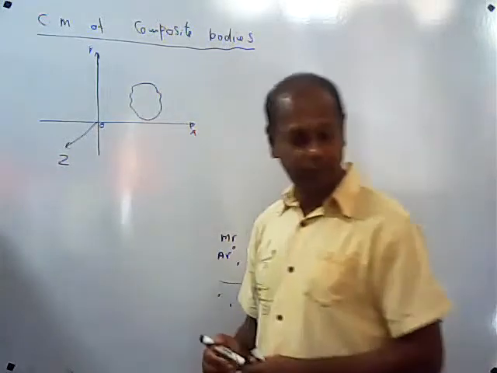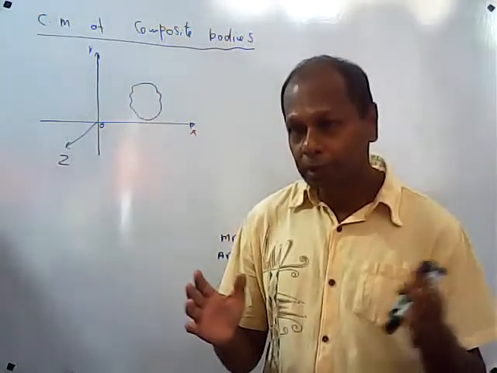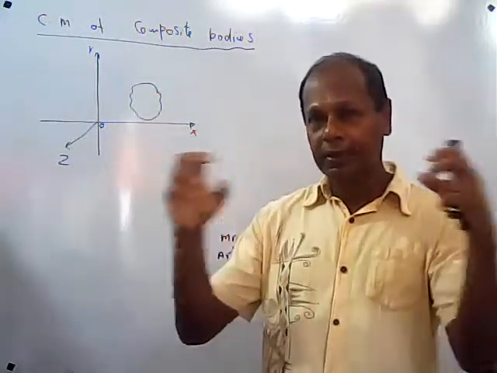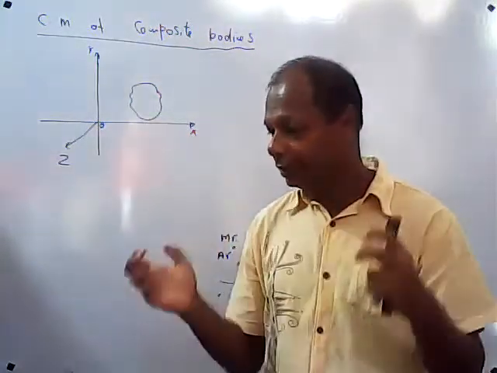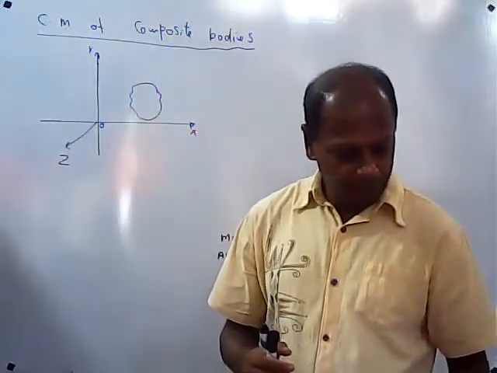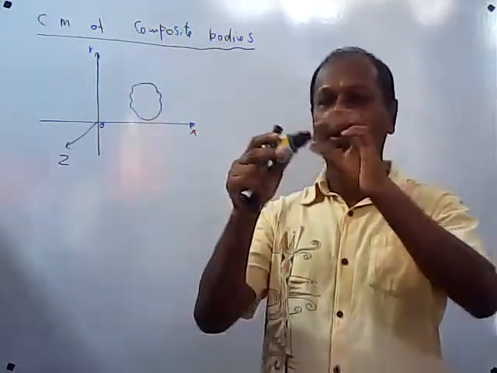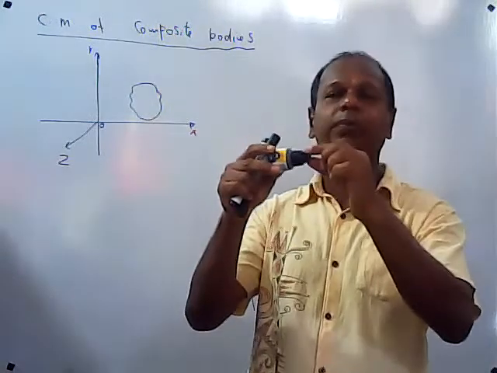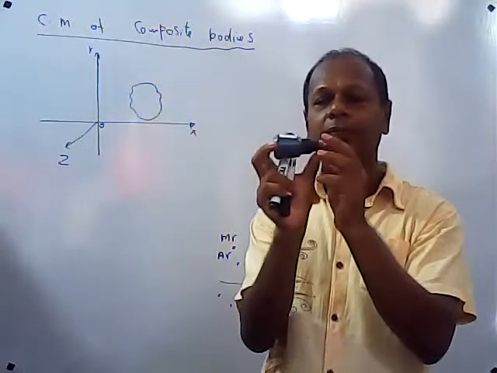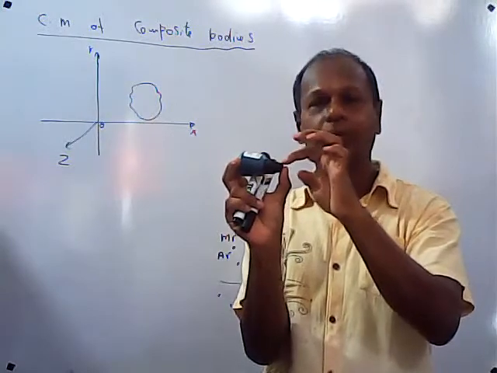Now what we are going to do is find the center of mass of a composite body, an object formed by connecting different standard objects. Here is a conic part, another part cylindrical, another conic part. A cone up to this, then a cylinder, then another cone.